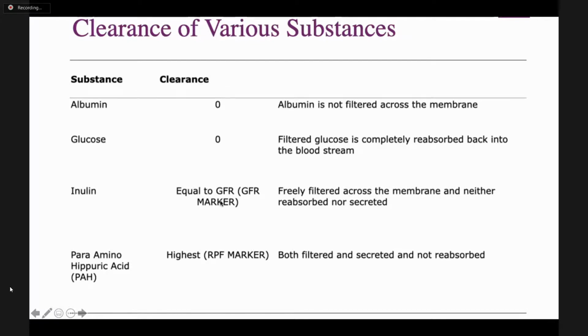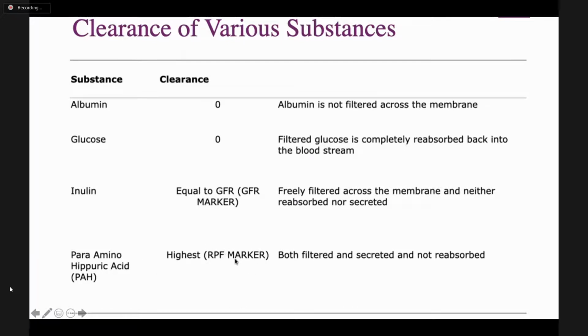But we are using creatinine, because inulin is not readily available in the body. So when we use creatinine, we don't call it GFR, we call it estimated GFR. If you note, there will be a small e over here, eGFR. That means it is using creatinine, estimated GFR. If it is para-aminohippuric acid, this is a renal plasma flow marker. It is both filtered and secreted, not reabsorbed. We use para-aminohippuric acid because we want to know the renal plasma flow.